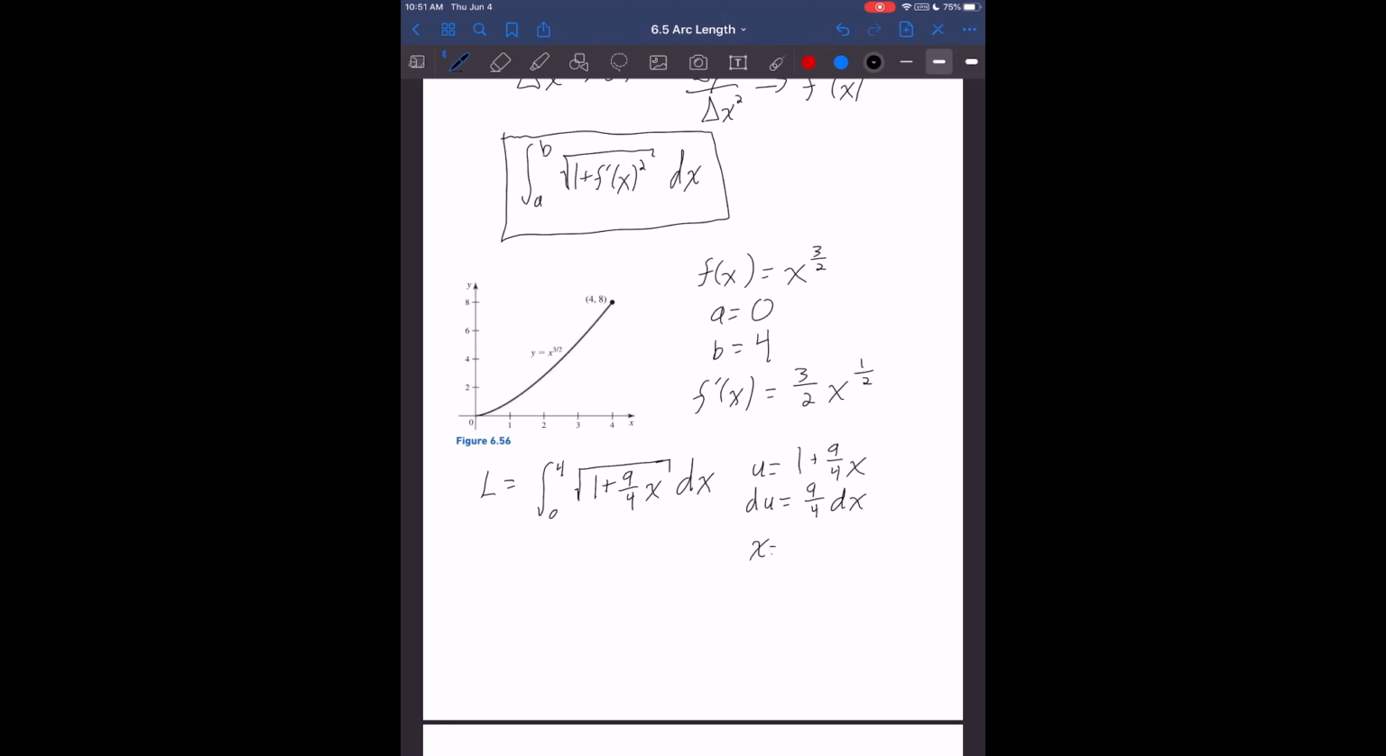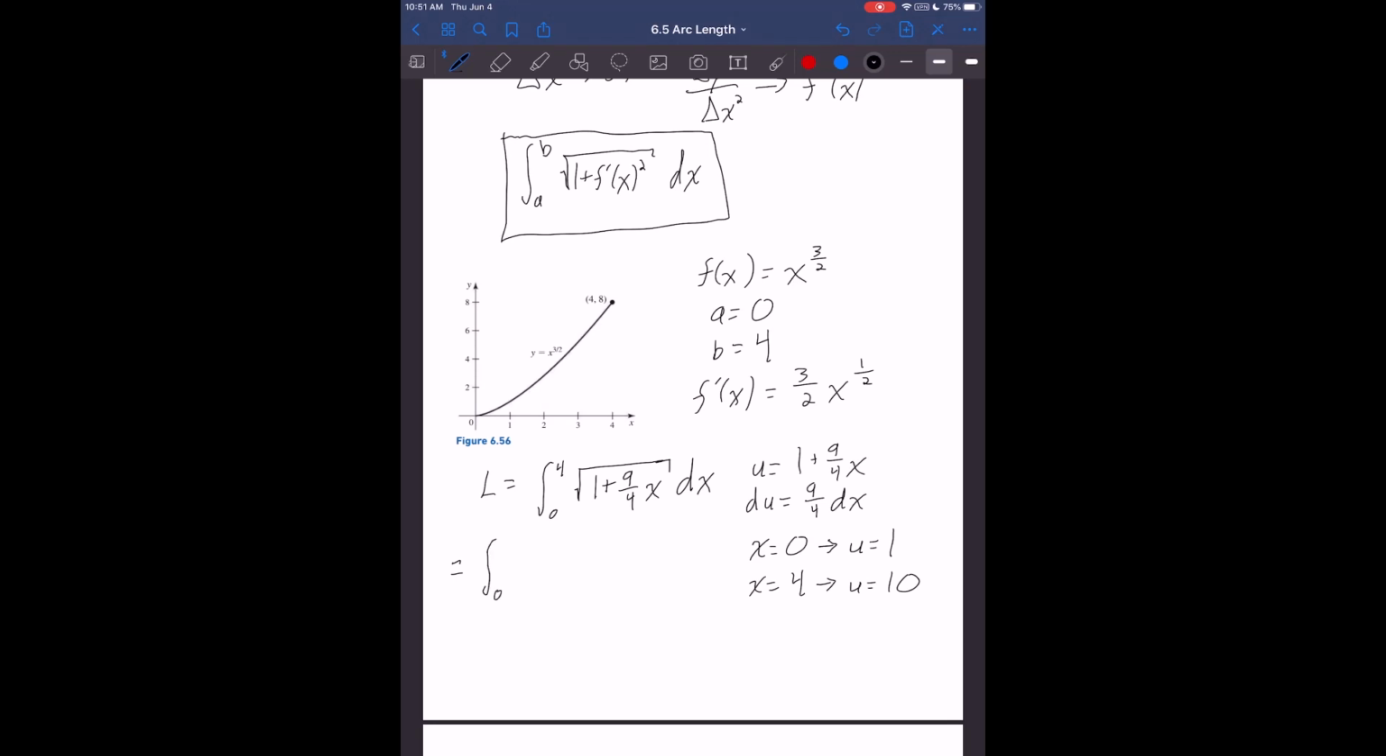And finally, we also need to change our integral bounds. So we have x equals 0. Plugging this into our equation is going to give me u as 1. And finally, x as 4. Plugging it in, 9/4 times 4 is just 9, plus 1 will give me u equals 10.